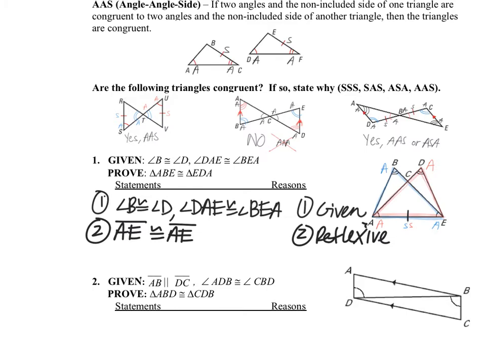And now you should be able to prove the triangles are congruent, but you have to be careful and make sure you choose the right one. It's either ASA or AAS, so angle, side, angle, or angle, angle, side.